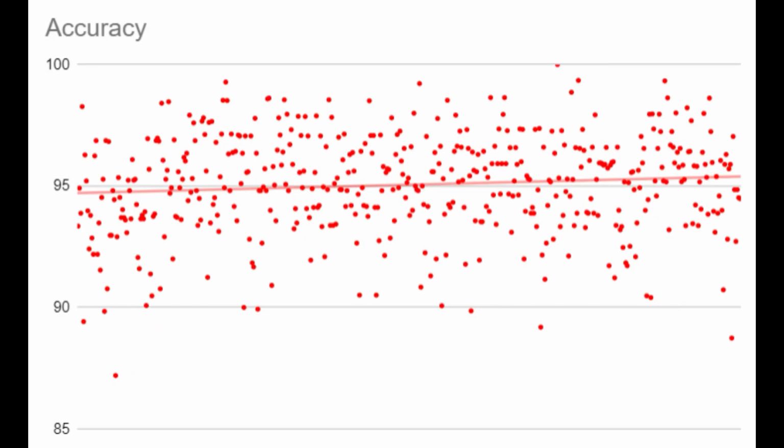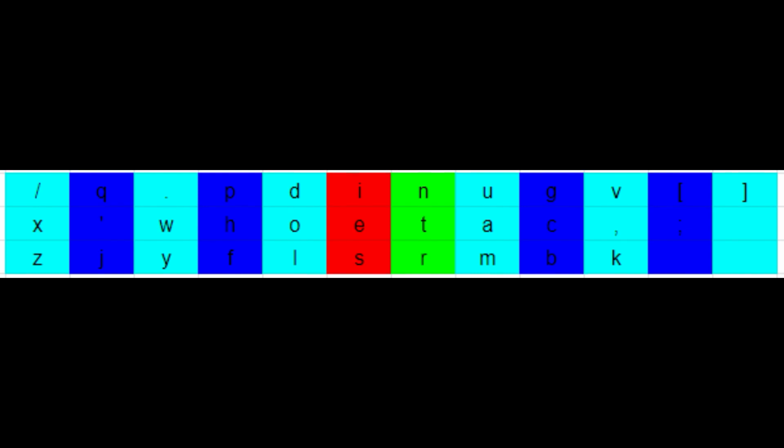My accuracy hovered around 95%, which is pretty low, but I'm not too disappointed for my first week. I assume that it will improve naturally as I get more used to the layout, but I think that increasing my accuracy would result in my speed skyrocketing. Overall, I would say that it was a pretty successful first week.